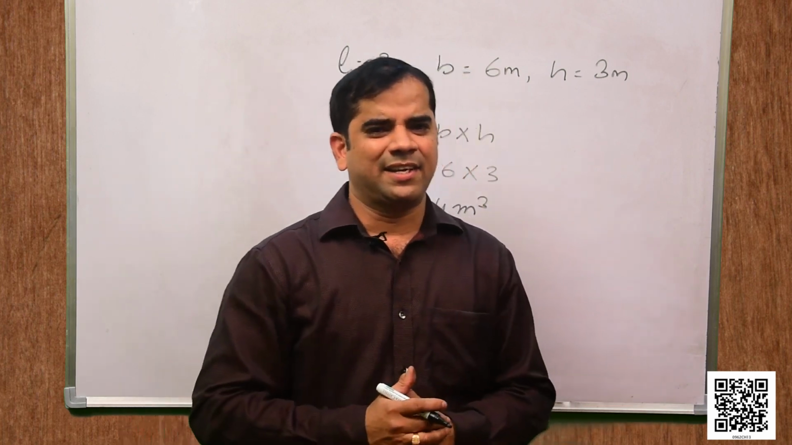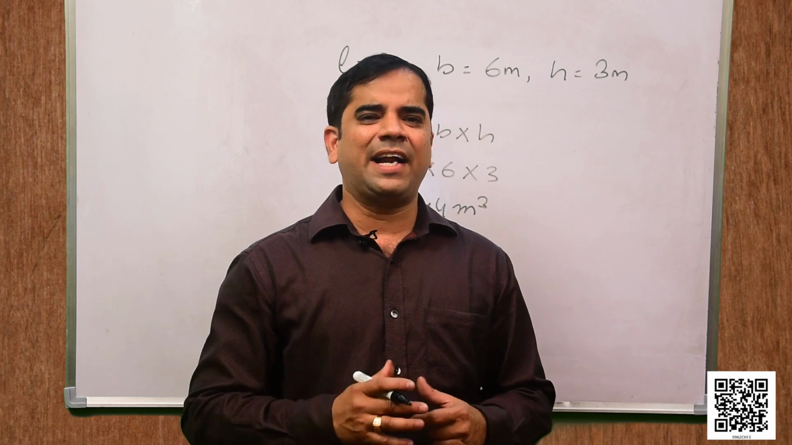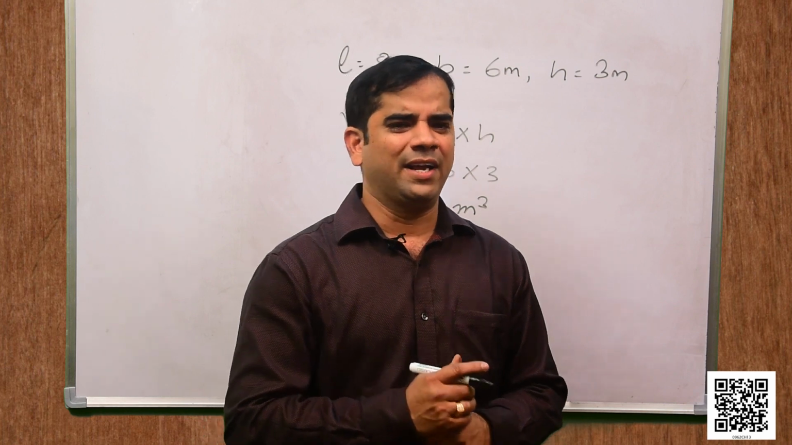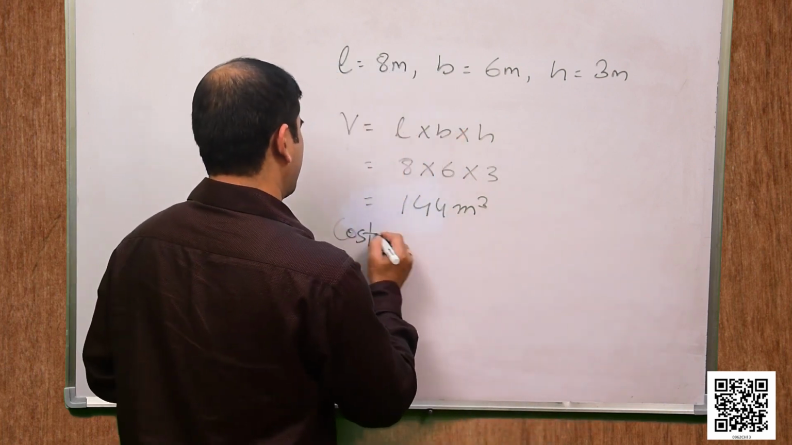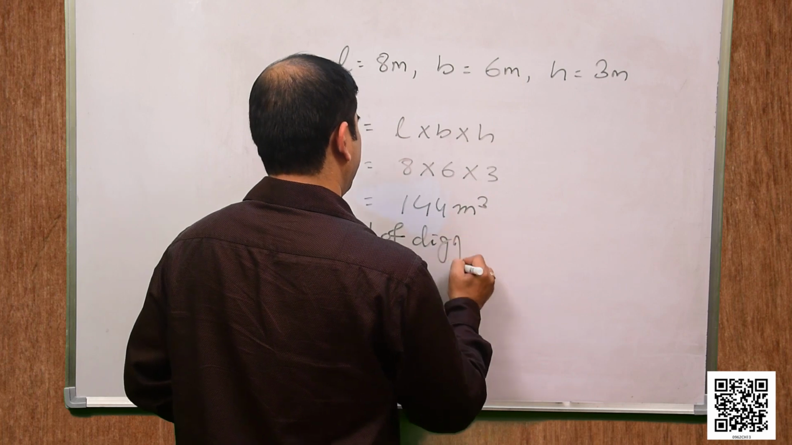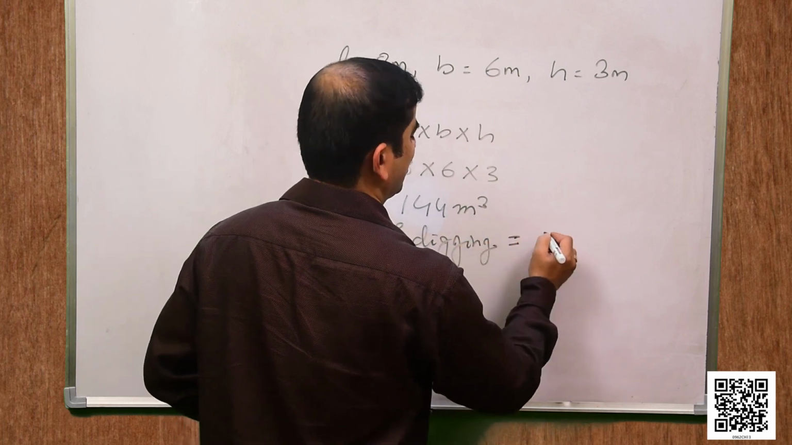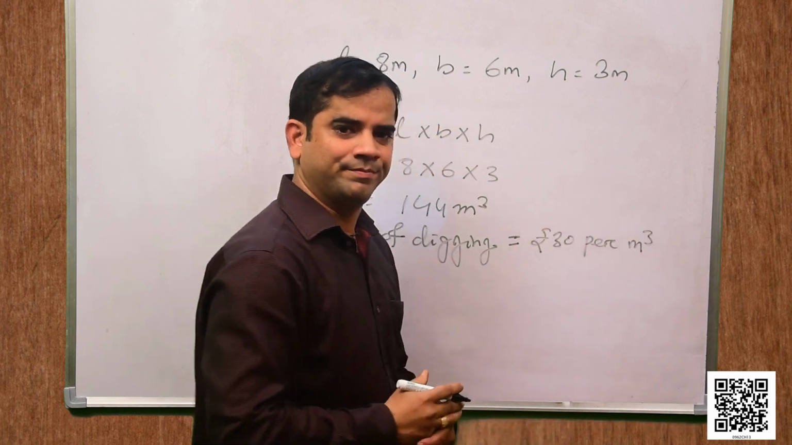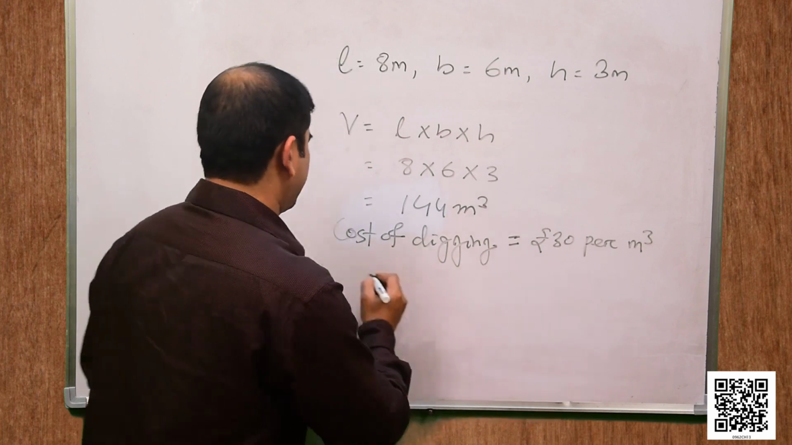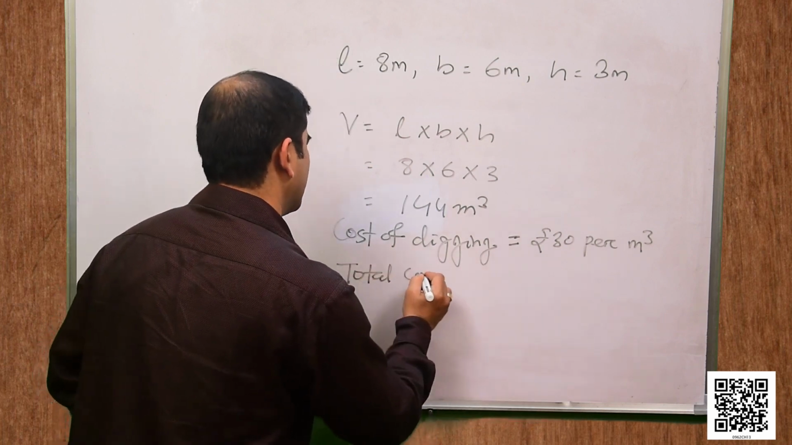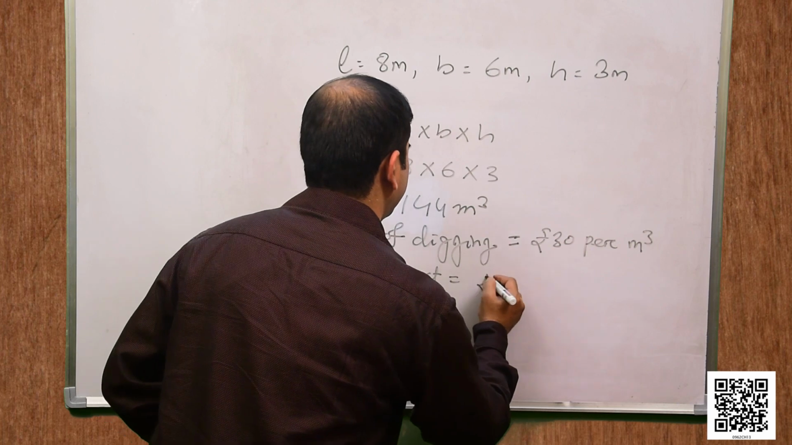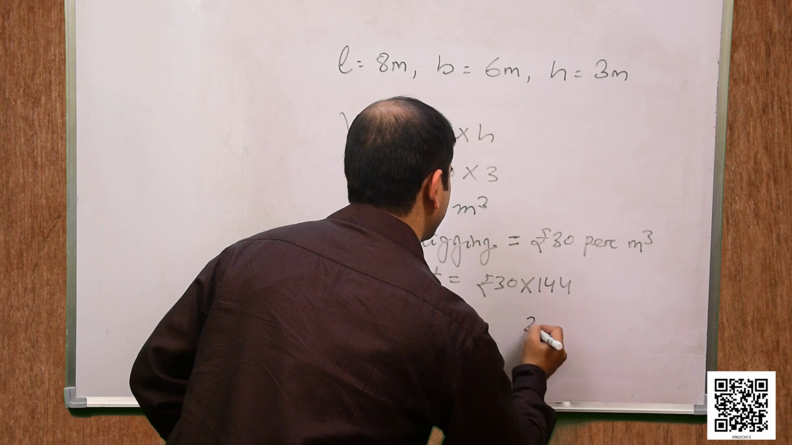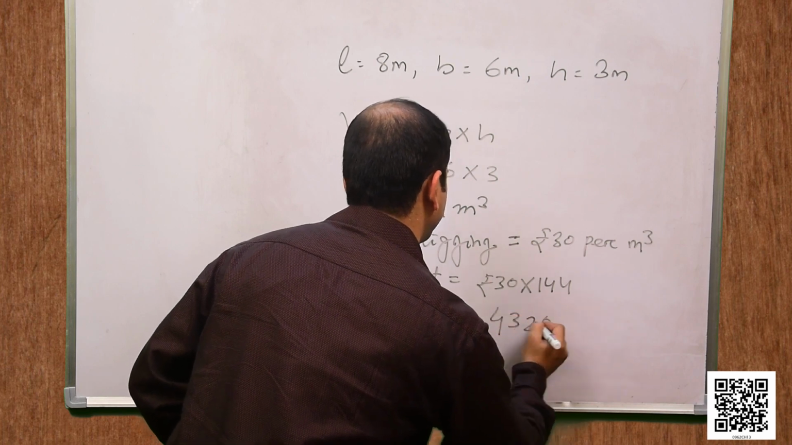The question says find out the rate of digging at 30 per meter cube. So, cost of digging is rupees 30 per meter cube. Now, what is the total cost? Cost will be rupees 30 into 144.